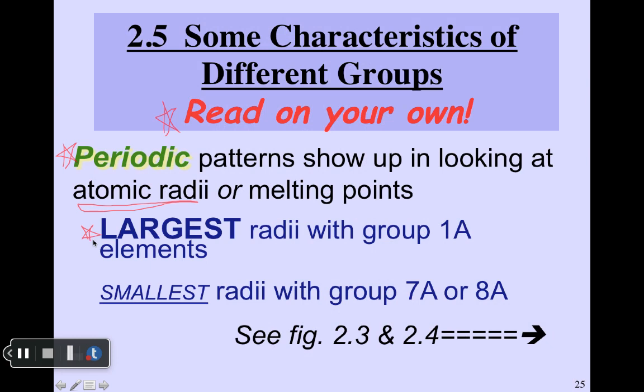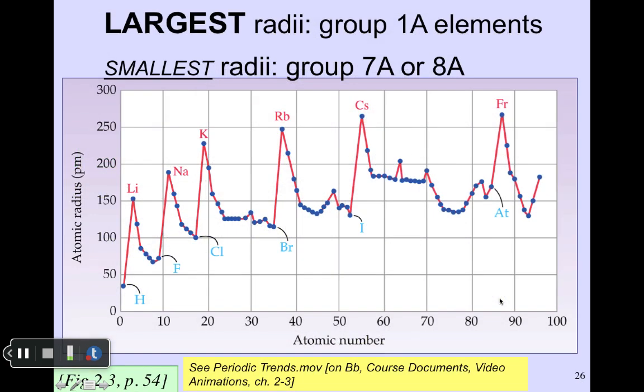It turns out that the largest radius for a row in the periodic table will be those that are group 1 elements, 1A, and the ones that are smallest will be on the other end, the 7 or 8A elements, which are shown in the next slide. The periodic patterns are these. The elements on the top are the alkali metals from group 1A, and the ones on the bottom are things from group 7. They don't include the group 8 elements in this one.